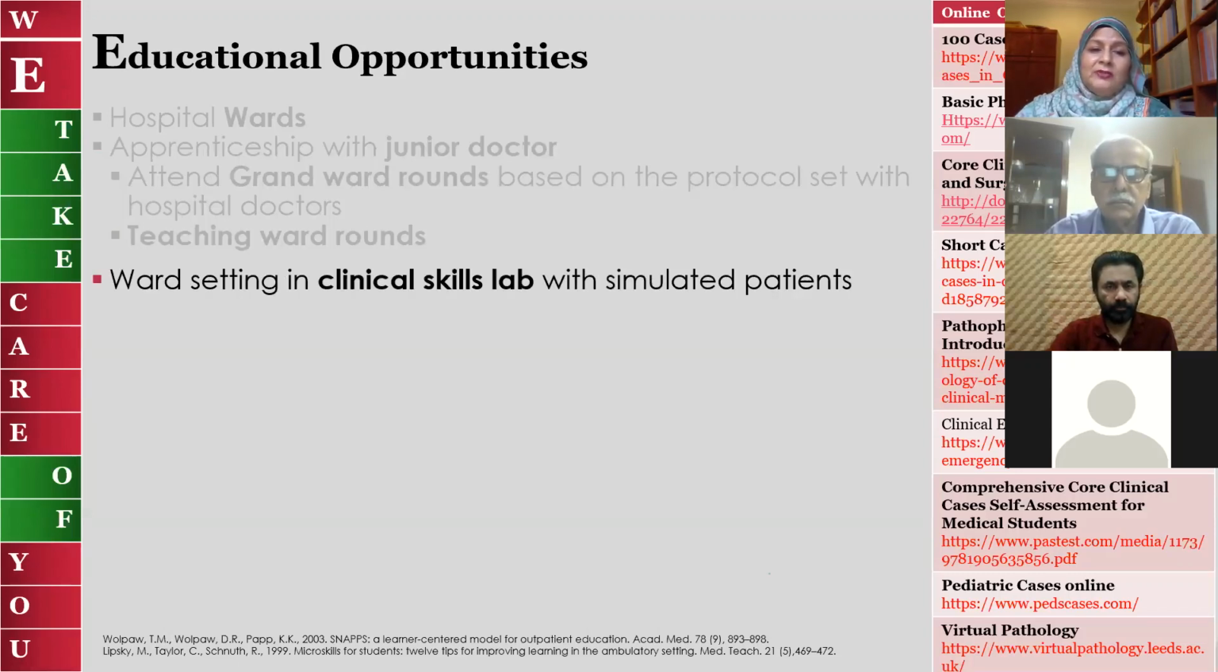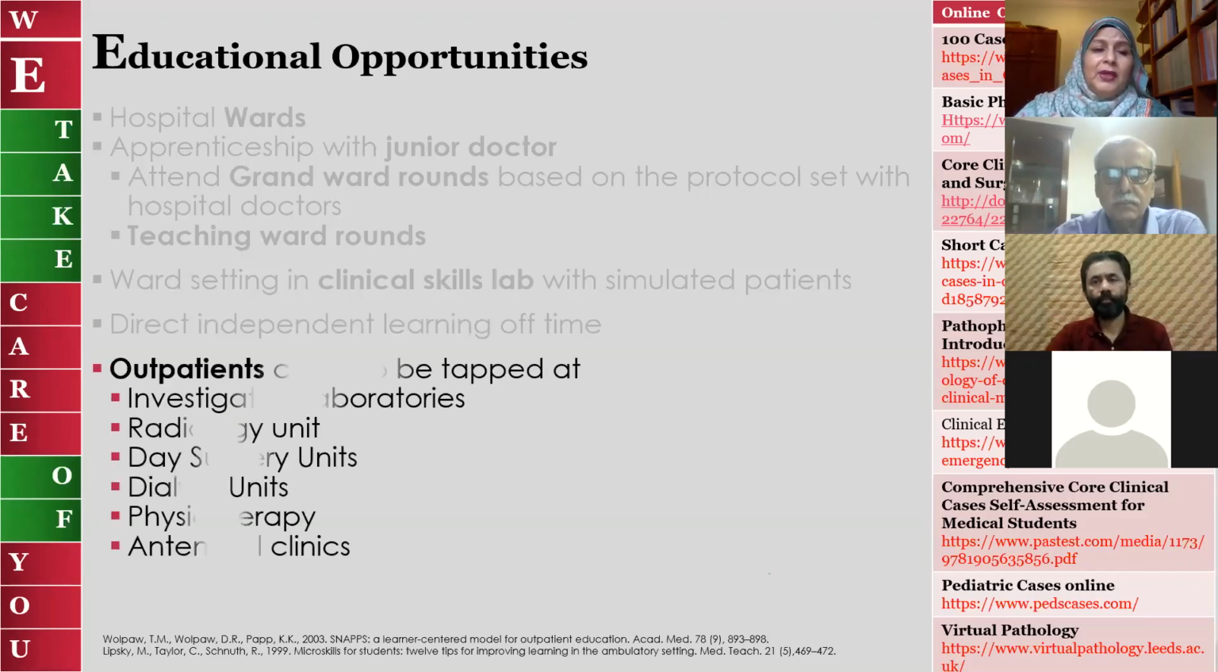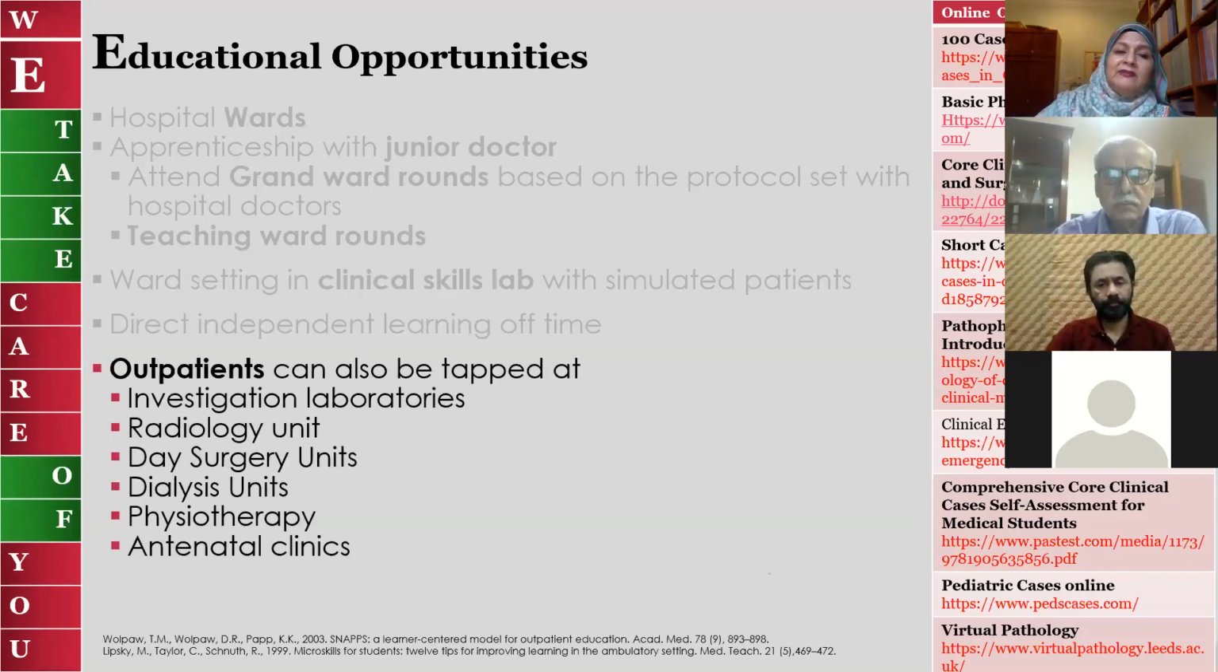Teaching ward rounds, the general ward rounds, the clinical skill labs with the simulated patient is another opportunity. Directed independent learning time. Outpatients can also be tapped at the investigation laboratories, in the radiology unit, in the day surgery units, dialysis unit, physiotherapy, antenatal clinics, etc. The aim of telling all this is that it is not necessary that all the students should be in the wards or all the students should be in the OPD. There are so many other places in which the students can find a place to learn about their respective postings.